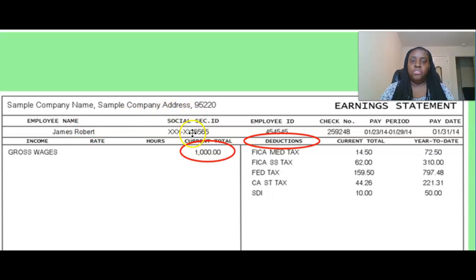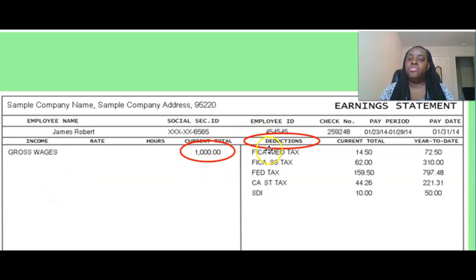That's his name. Social Security number ends in 6565. And his employee ID number, the number that the employer uses to identify each individual, is 454545. And the check number is 259248. And the time period is from January 23rd to January 29th. And the day that he's getting paid is January 31st, 2014. How much that person made in all before any taxes was $1,000.